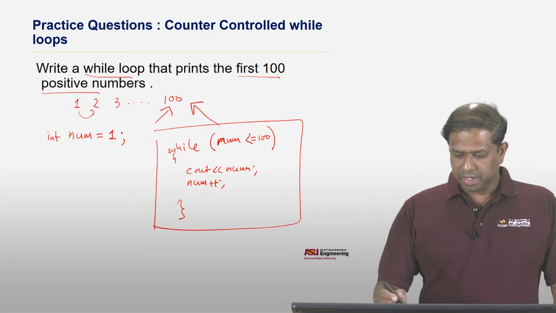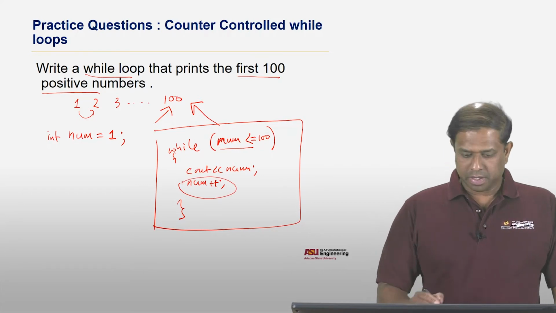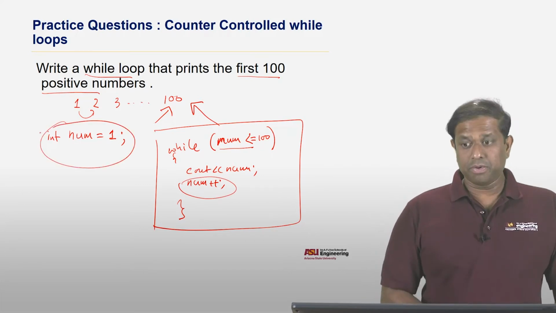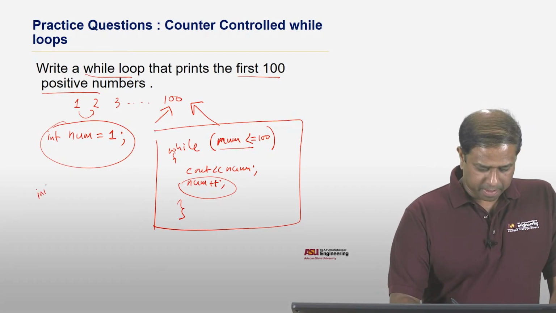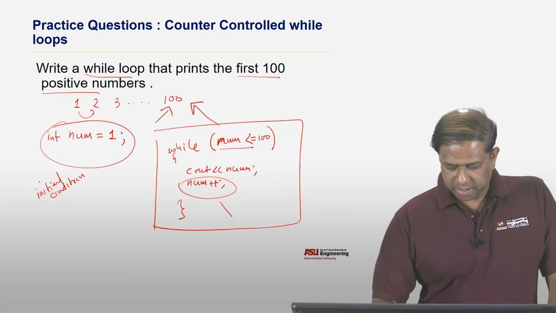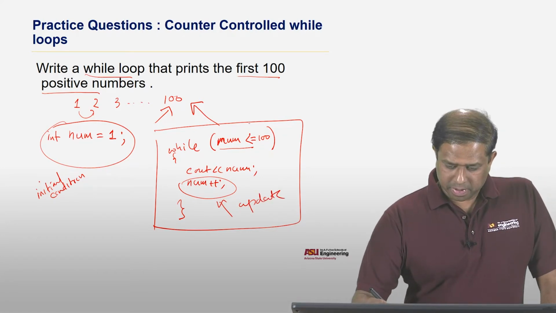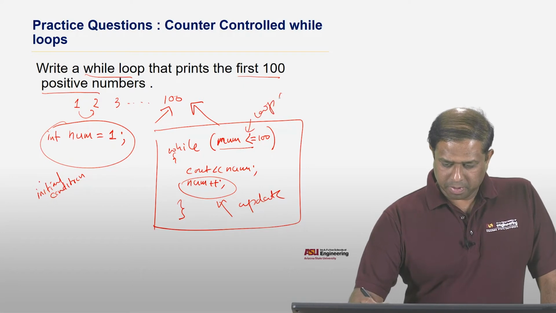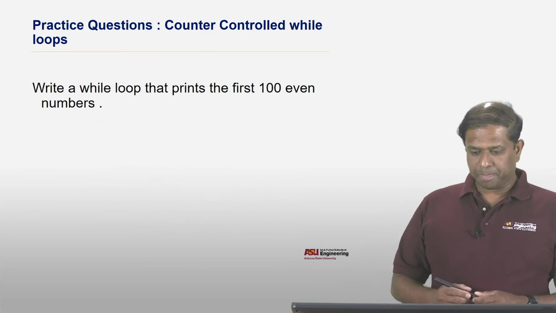Okay. So here this is the loop condition check, and this is the loop control variable, and this is the initial statement for the loop control variable. So therefore this is the initial condition, and then this is the update statement, and then this one is the loop condition check. All right.